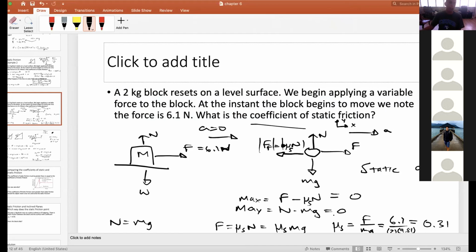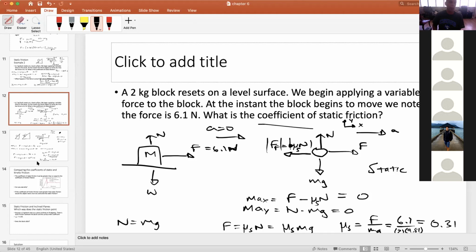0.31. Now notice something though. If this is force divided by mg, mu s has no units. It's strictly a ratio. In fact, we'll see what the ratio is. We've already seen it, but I'll come back to it.